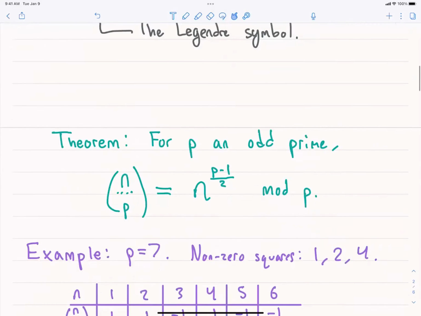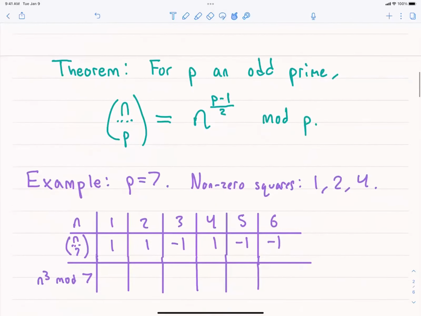For example, let's check this formula is true when p is equal to 7. We've checked before, and you can check again, that the non-zero squares are 1, 2, and 4. So the Legendre symbol has value 1 for n equal to 1, 2, and 4, and has value -1 for 3, 5, and 6, which are the non-squares. Okay, so that's the Legendre symbol.